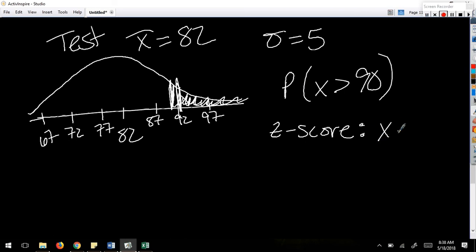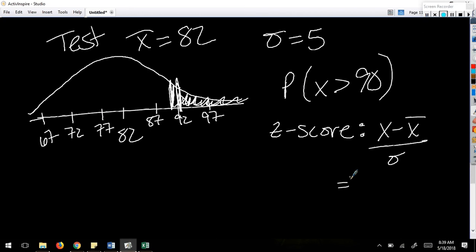It's x minus the mean divided by the standard deviation. That tells me exactly how many standard deviations away I am. If I'm 1.2 standard deviations away, or 3.5, well, we're going to use the table.